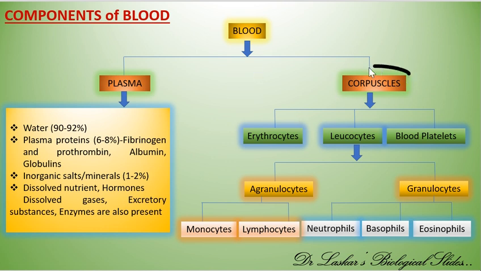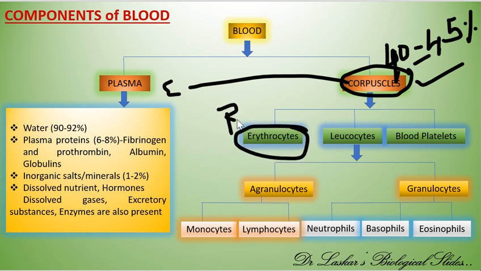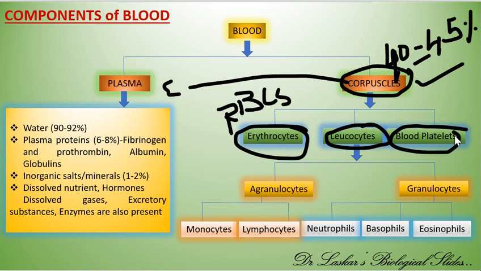Now next come to the blood cells or blood corpuscles. Blood corpuscles are the cellular elements of blood which are found suspended in blood plasma, and these form 40 to 45% of blood and are of three types: erythrocytes, that means RBCs or red blood cells; leukocytes or WBCs or white blood cells; and blood platelets or thrombocytes.